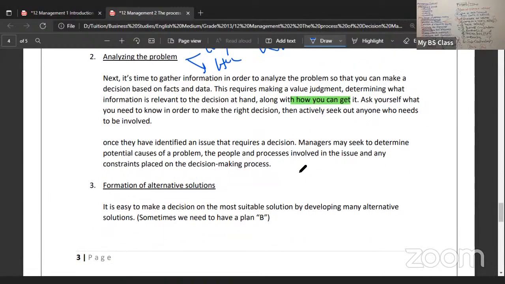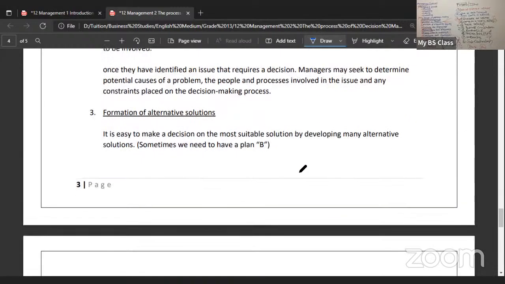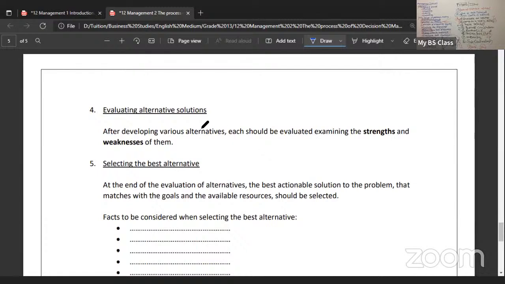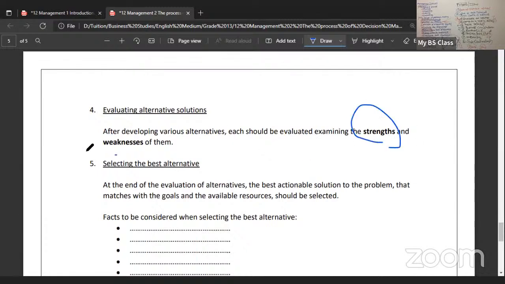Formation of alternatives, yes, we know that it's easy to make a decision on the most suitable solution by developing many alternatives. Sometimes we need to have a plan B. Yes, if it is not plan A, the plan B. If it is not B, the plan C. So like first we can, formation of the evaluation. And then how to evaluate through strengths and weaknesses. Make it plus and negative points.